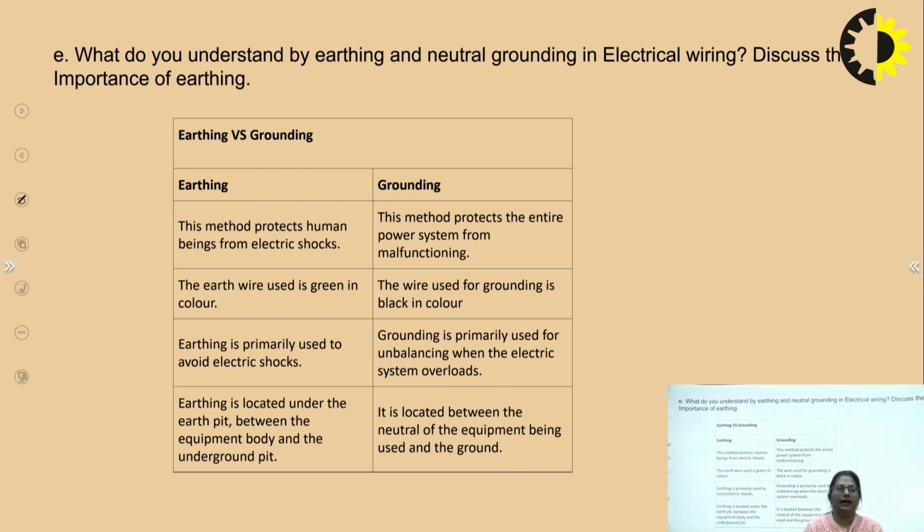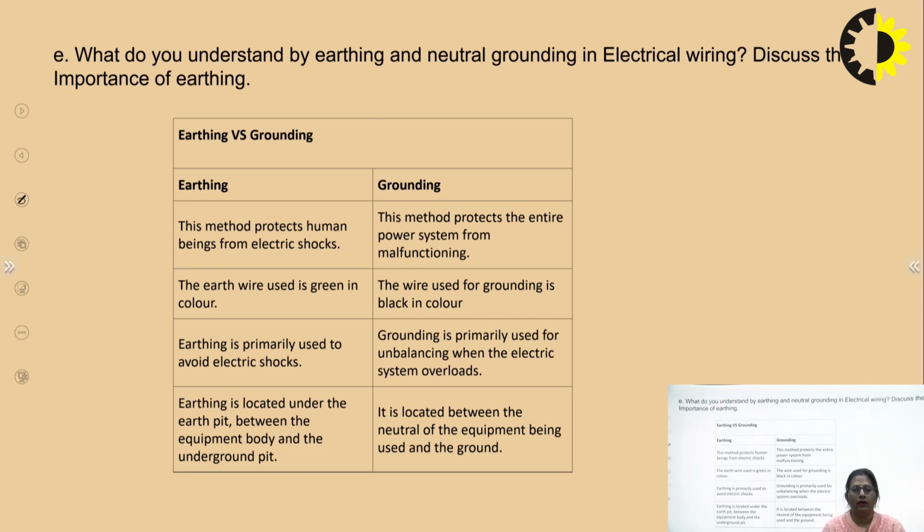Now the last point, the question: what do you understand by earthing and neutral grounding in electrical wiring, and discuss the importance of earthing. So what is the difference between earthing and neutral grounding? Basically, earthing is the method which protects human beings as well as the personnel who are working from electrical shocks, right?